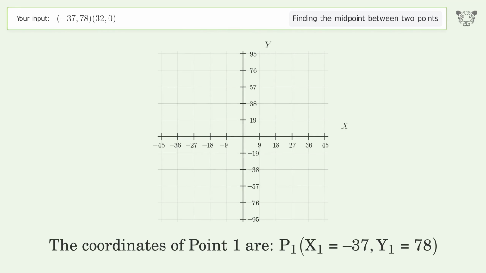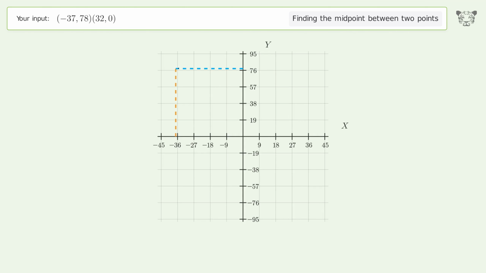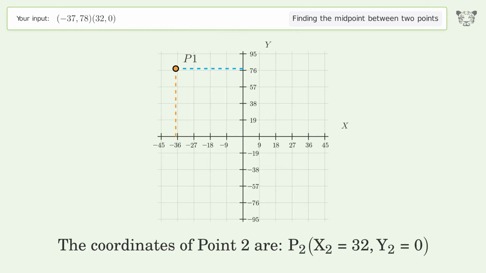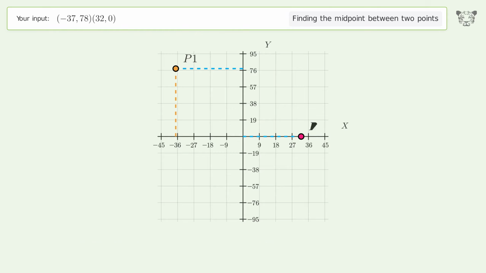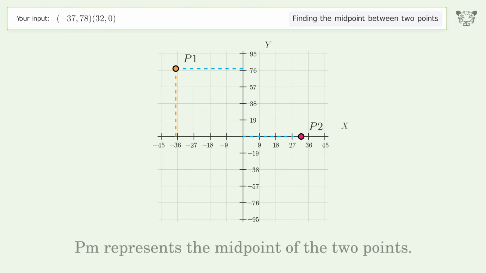The coordinates of point 1 are x1 equals -37, y1 equals 78. The coordinates of point 2 are x2 equals 32, y2 equals 0. PM represents the midpoint of the 2 points.